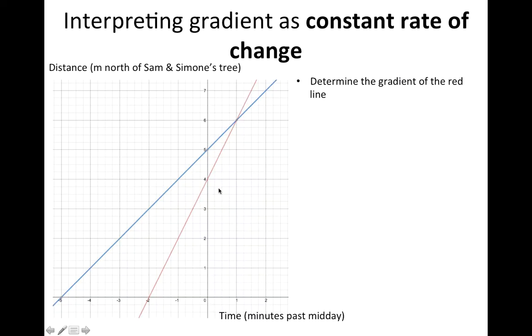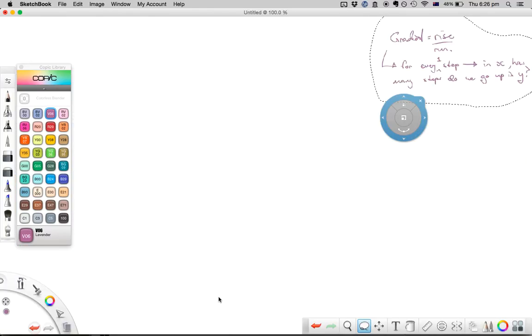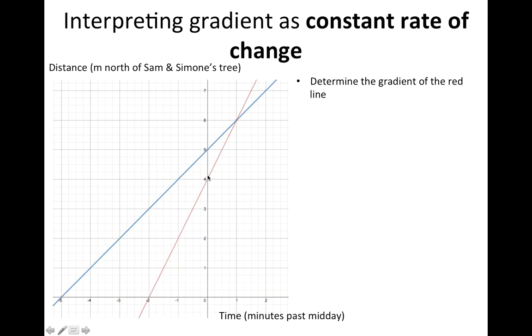Okay, so the gradient of the red line, well here, one step would be that far, one step to the right. For every one step in x, how many do we go up in y? So every one step in x, we go one step across, we go up from 4 to 5, then from 5 to 6. So the gradient of the red line is 2, right? Write a sentence to describe what this gradient means.